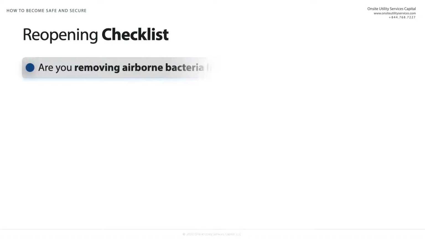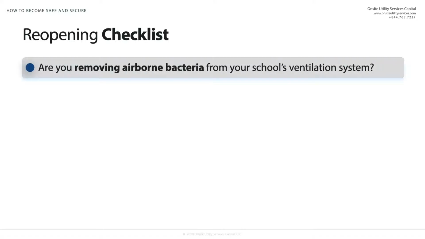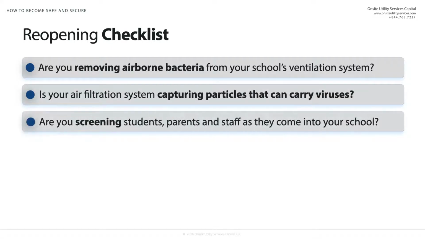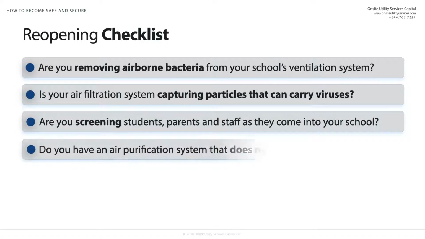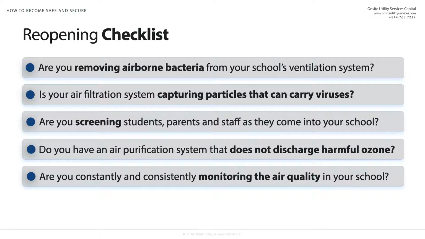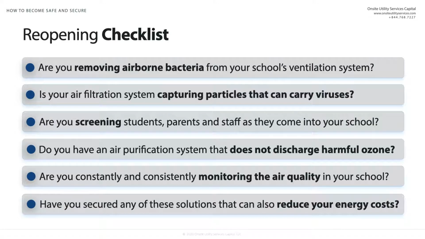Having a good reopening checklist can help you identify the key areas you need to focus on. Are you removing airborne bacteria from your school's ventilation system? Is your air filtration system capturing particles that can carry viruses? Are you screening students, parents, and staff as they come into your school? Do you have an air purification system that doesn't discharge harmful ozone? Are you constantly and consistently monitoring the air quality in your school? And have you secured any of these solutions that can also reduce your energy costs?